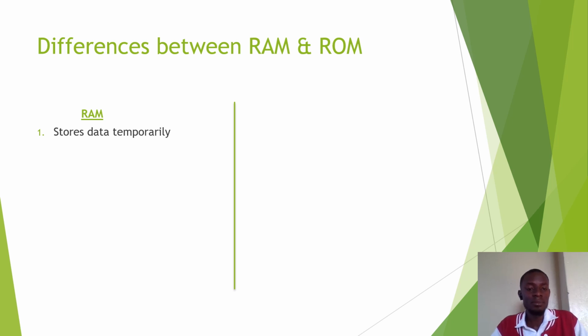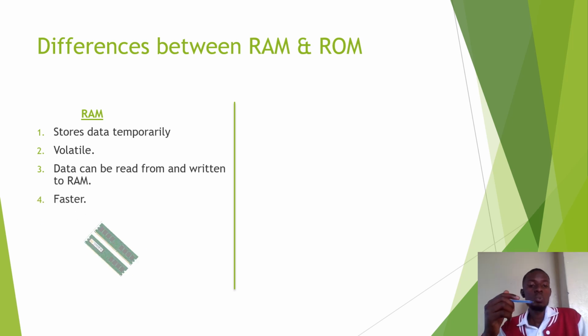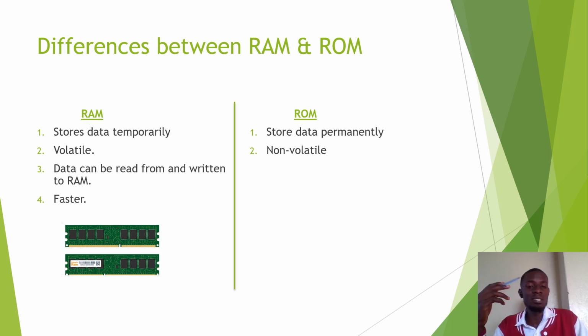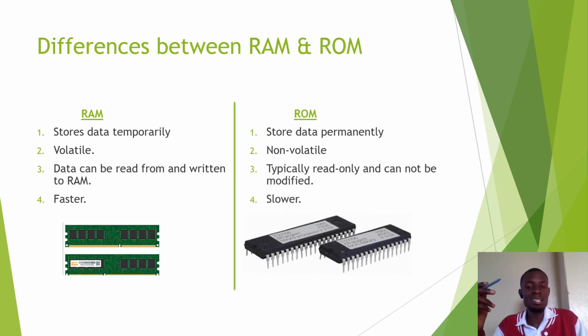On the RAM, it stores data temporarily. As I told you, the data stored there is temporary, and it can be lost when the system goes off, or when the power goes off, which is not the case on the other side. The ROM stores data permanently. So that's the first difference between these two.